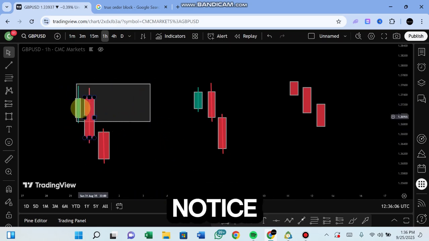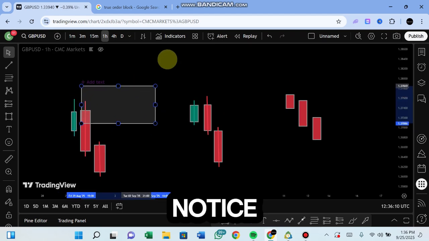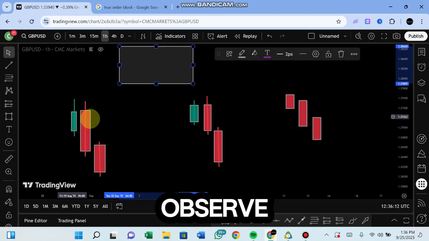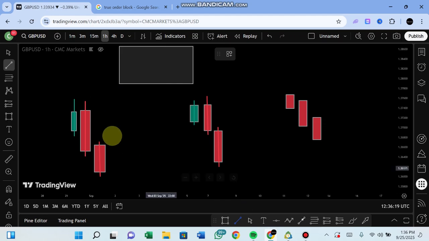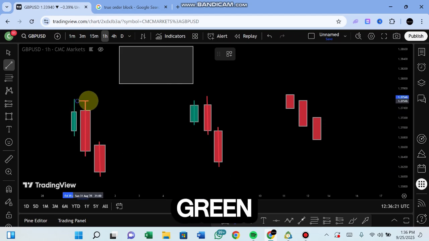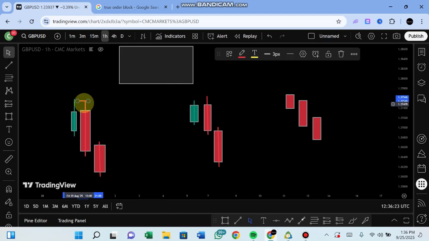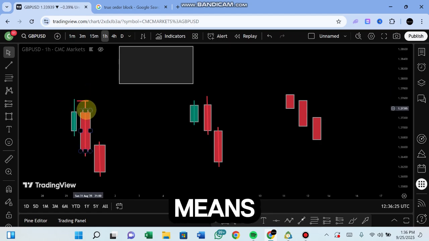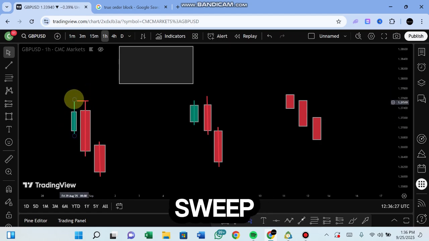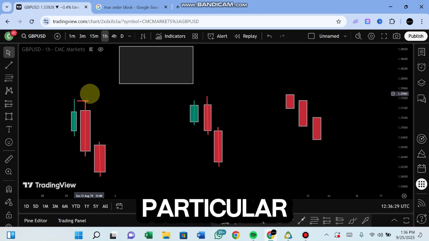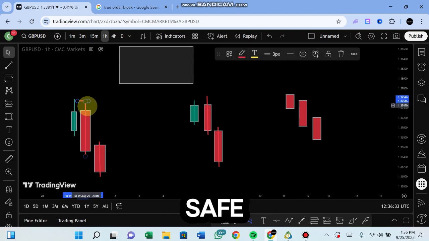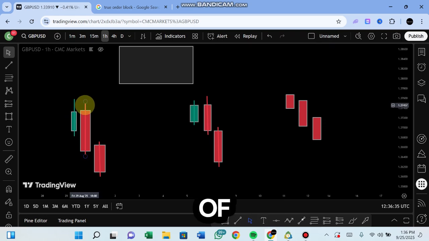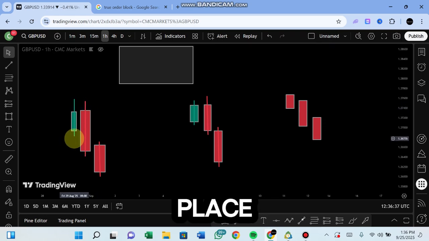Again, let me move this box. If you notice this candlestick, you observe that the wick of this candle is higher than the wick of this candle. And so the wick of the green candle is higher than the wick of this particular red candle. This means that this green candle has swept liquidity that is above this particular place. So here, when you want to draw the order block, it is actually safe for me to draw it from the beginning of this place to the end of this particular place.